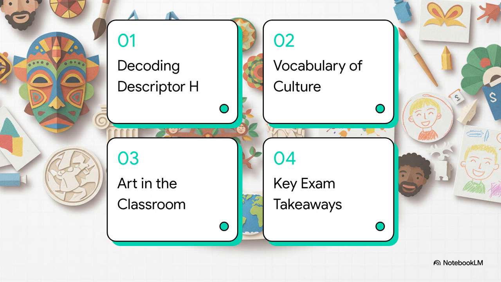Here's our roadmap for today. We've got 4 main sections. First, decoding descriptor H. 2, the vocabulary of culture. 3, art in the classroom. And 4, key exam takeaways.